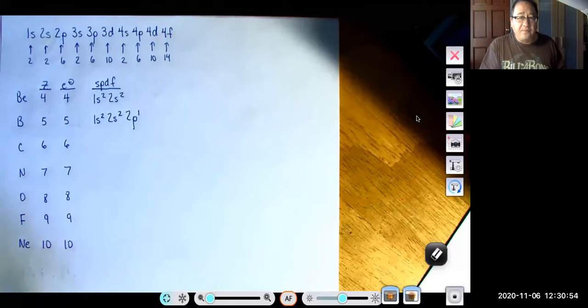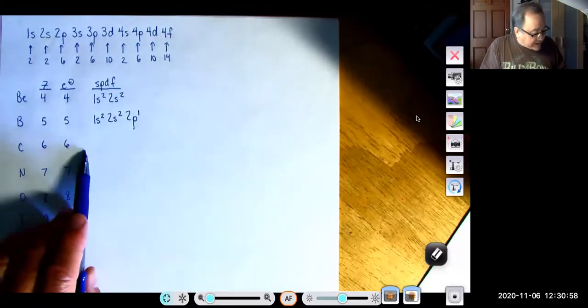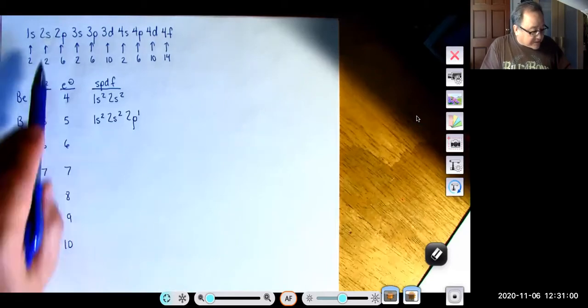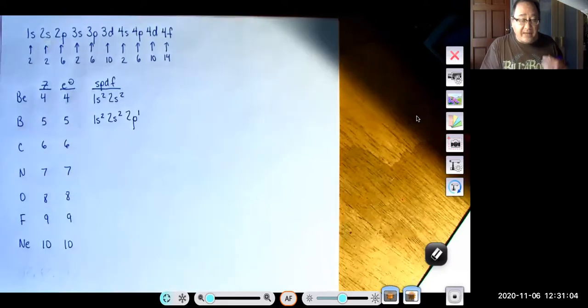So what I want you to do is take this carbon here, take these 6 electrons and put them into these subshells, write out the configuration, and when you get what you get, just let me know. Just give me a thumbs up that you're done. I'll show you my answer and you can see if you did it right, okay?